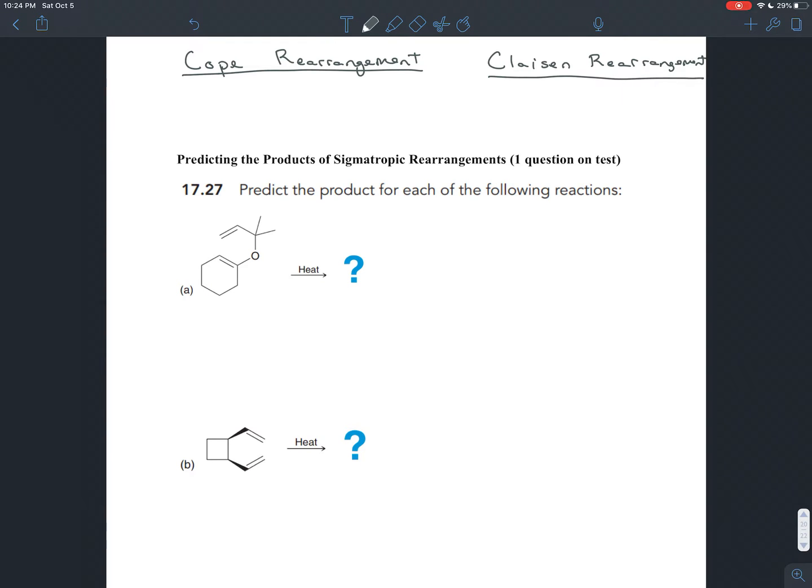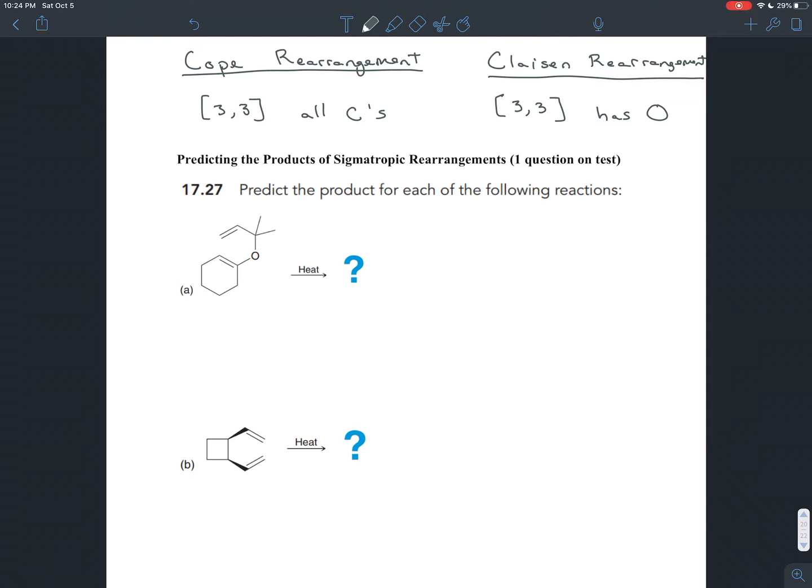So the Cope rearrangement is a 3-3 sigmatropic rearrangement, and it's all carbons in the ring. The Claisen rearrangement is also a 3-3 sigmatropic rearrangement, but one of the atoms in the ring is an oxygen.